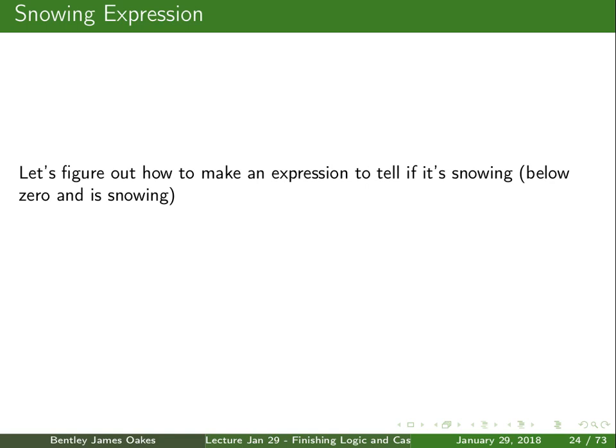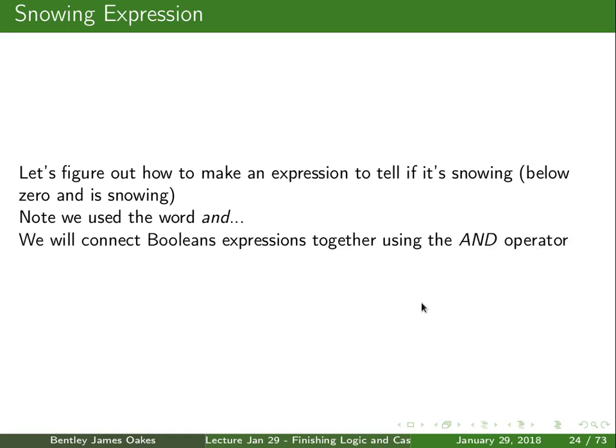So let's figure out a way to make an expression to tell if it's snowing. So that's below 0 and is raining. Sorry for the typo. That's the last one I'm going to make this month. So we said that it's below 0 and it's raining. So we're using the word and here. We're going to connect Boolean expressions together with the AND operator.